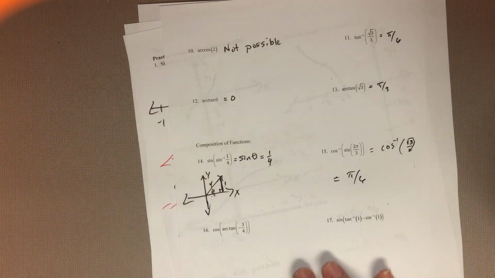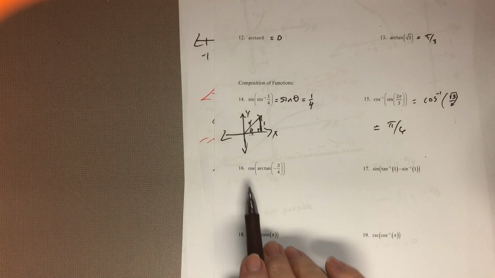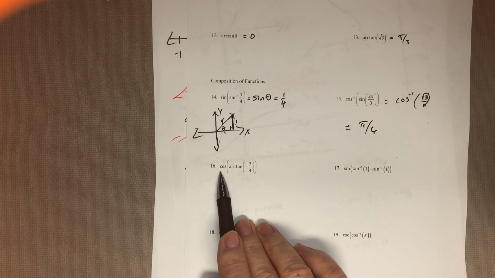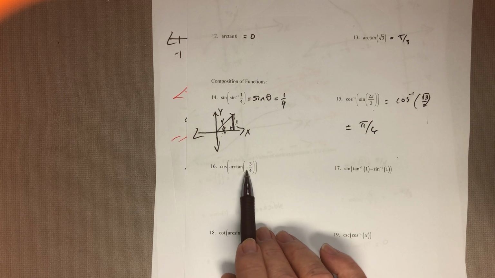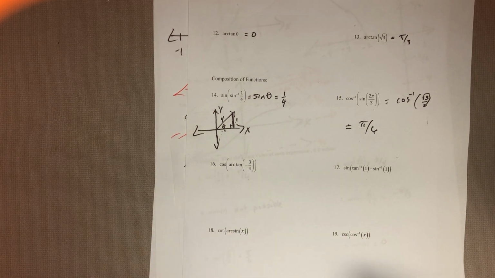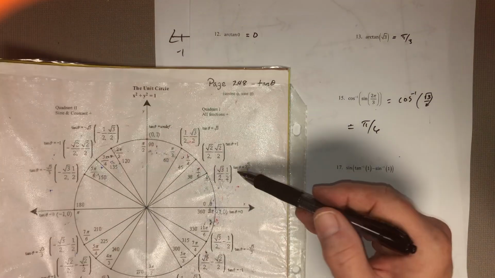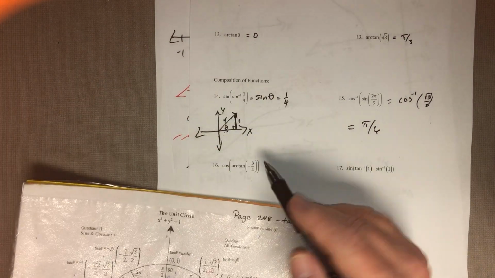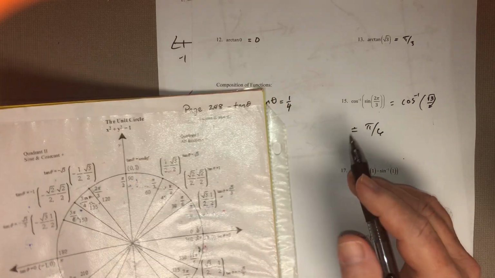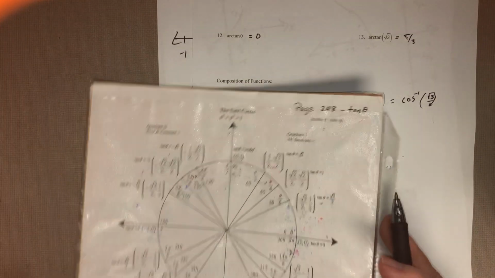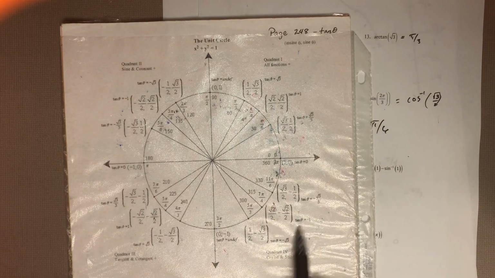All right, let's go down to number 16. In number 16, we want to find the cosine of the arctangent of -3/4. Well, the arctangent or inverse tangent is defined in the first and the fourth quadrant, and the tangent is a negative value inside there. So we're going to find the angle. Oh, -3/4 is not on the unit circle, because all we've got are these tangent values right here.